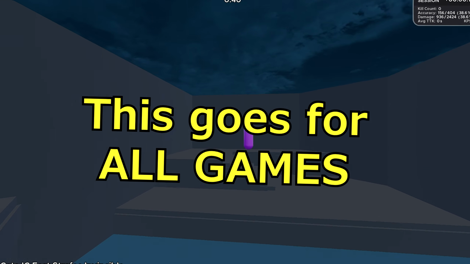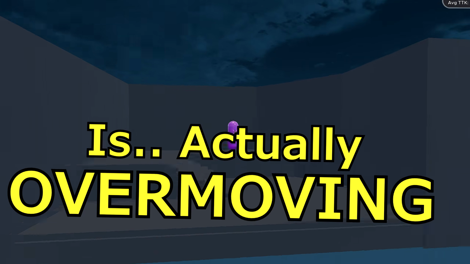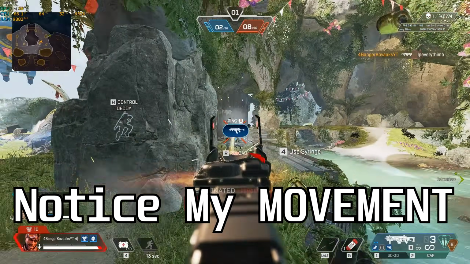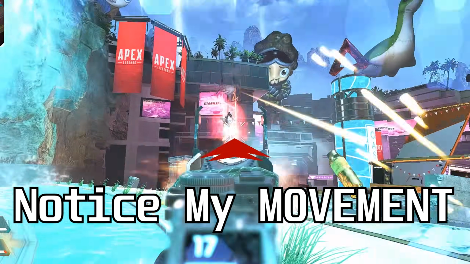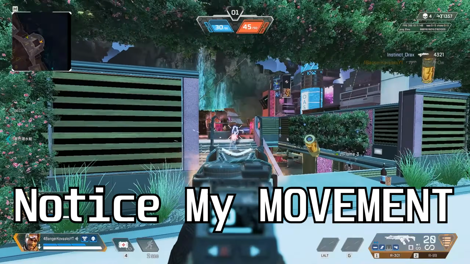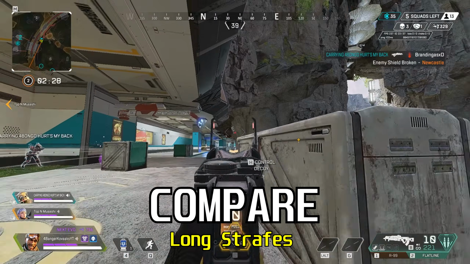Number two, this goes for all games. Note that. It's actually over moving. But let's say you're playing Apex, right? You don't want your movement to hinder your aim. So what does that mean? If you're not in active danger, or there's a lot of people around you, or maybe the guy's far away, you don't want to be AD spamming.